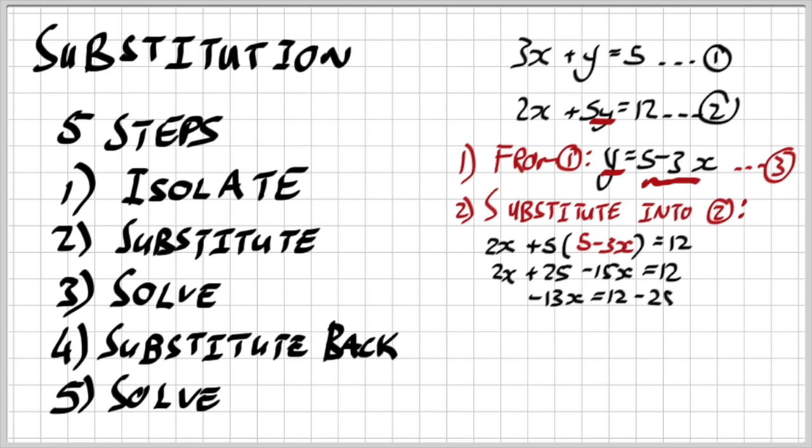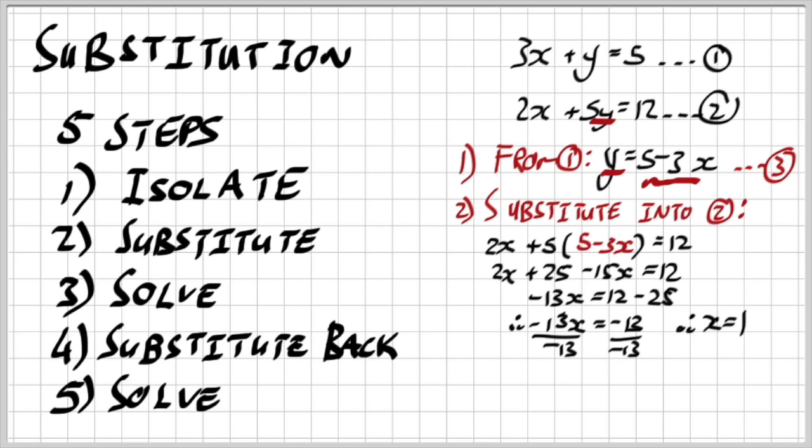So I need to isolate x. I'm going to take the 25 and subtract it on both sides. This leads me towards negative 13x equals negative 13. I still haven't isolated x, so I need to divide by negative 13 on both sides. And therefore x is positive 1.